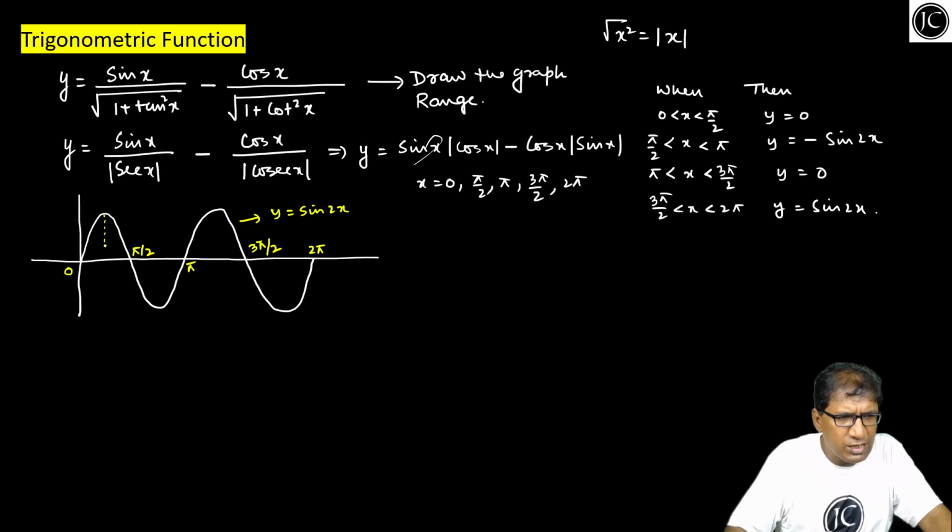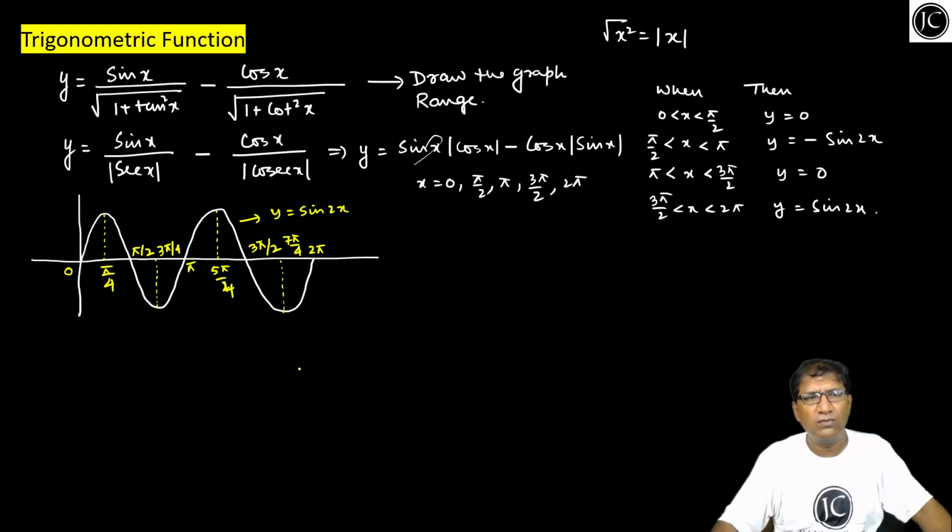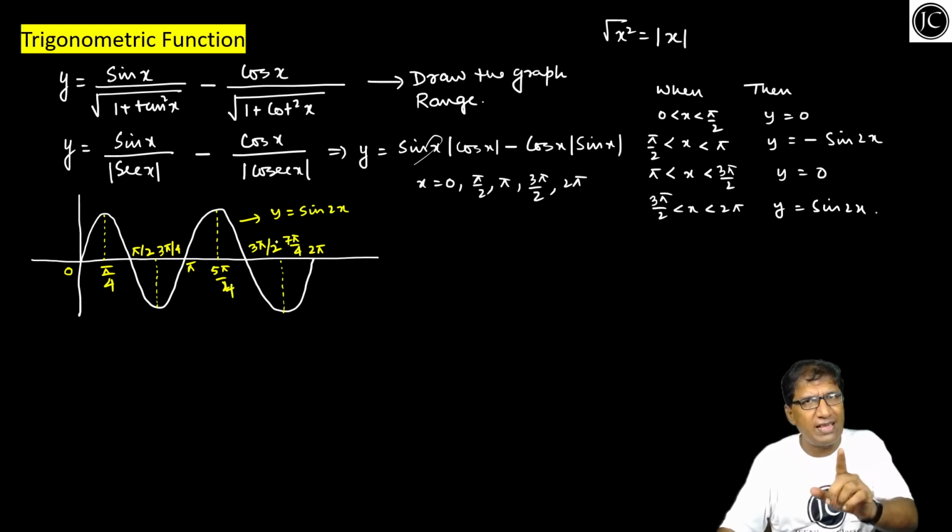What is this point? Pi by 4. What is this point? 3 pi by 4. What about this point? 5 pi by 4. What about this point? 7 pi by 4. This is 5 pi by 4. Is it clear? So this is the graph of y equals sin 2x.